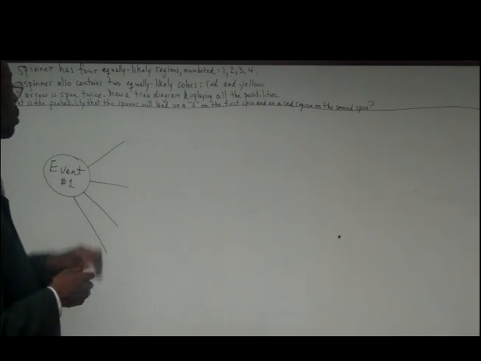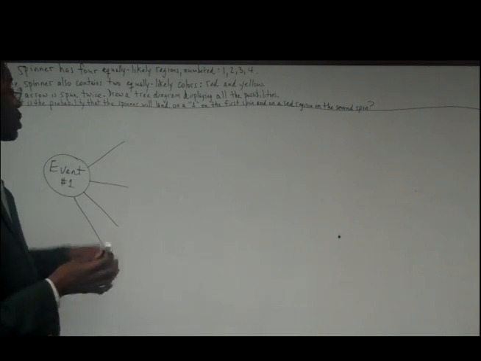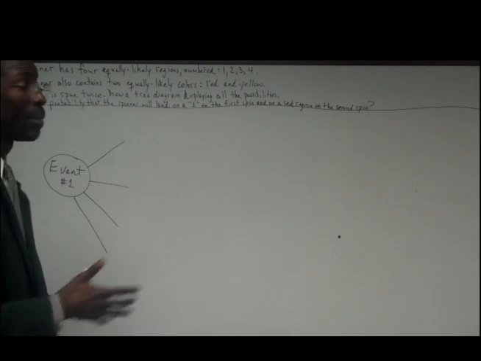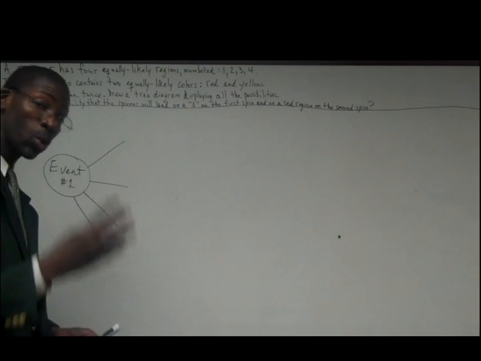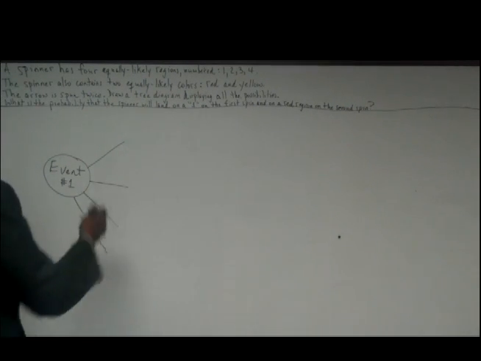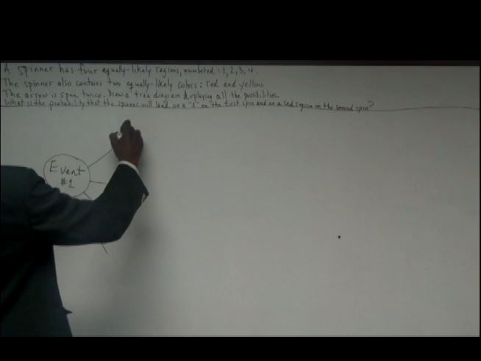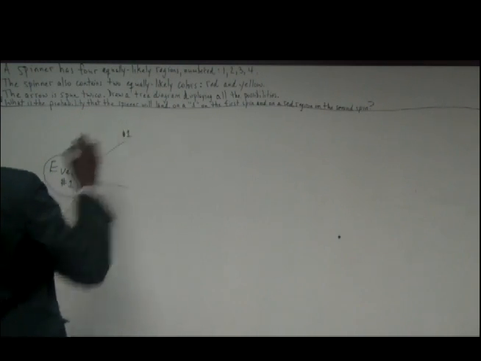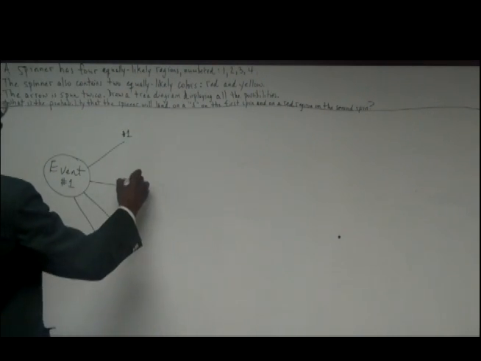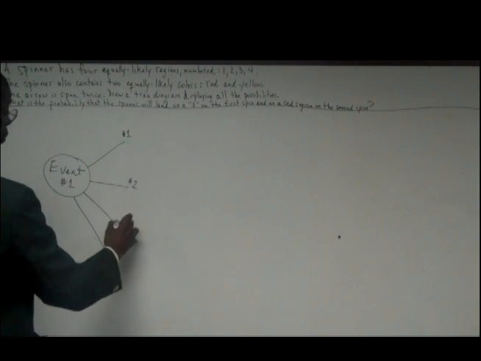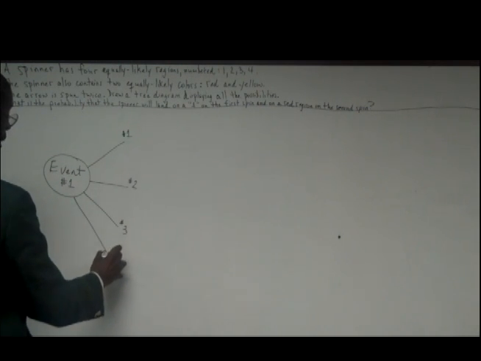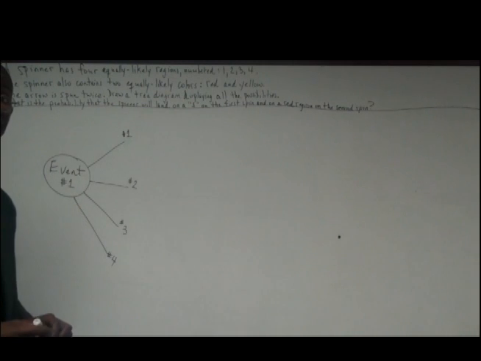Well, it says here that we're going to be spinning the spinner first to get a number 1. But based upon the problem, there are 4 equally likely opportunities, which means we have the first equally likely scenario would be the number 1. The second equally likely scenario would be the number 2. Then we have the number 3, and then it could land on the number 4.